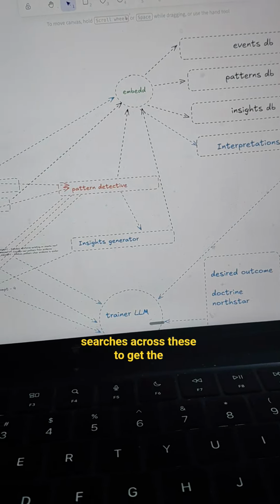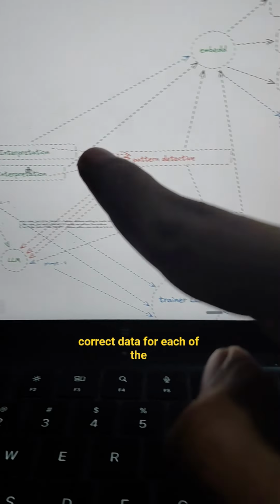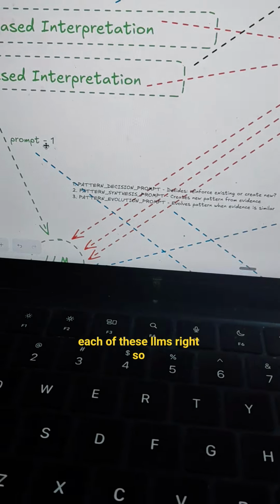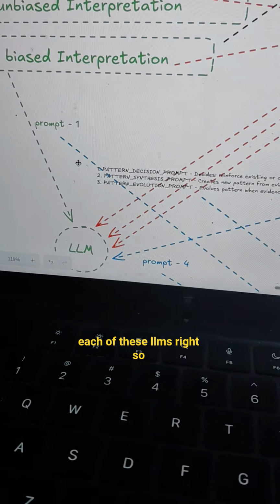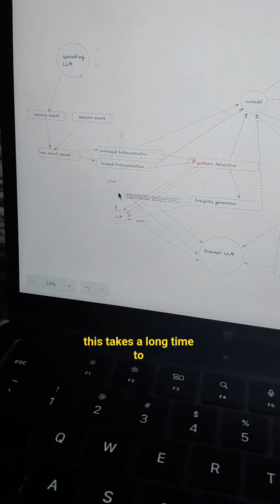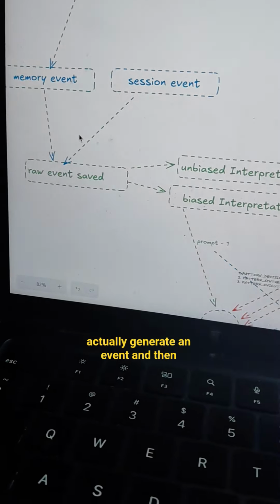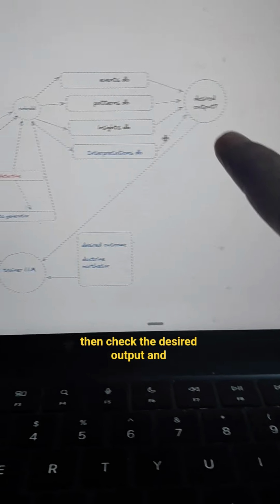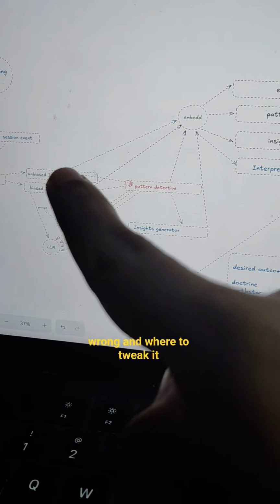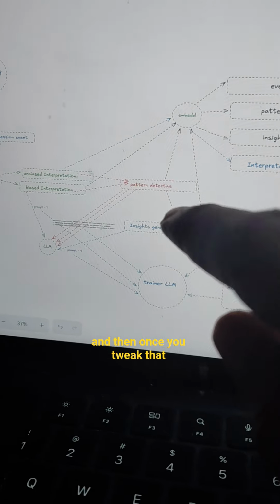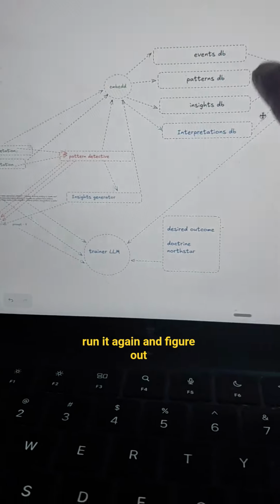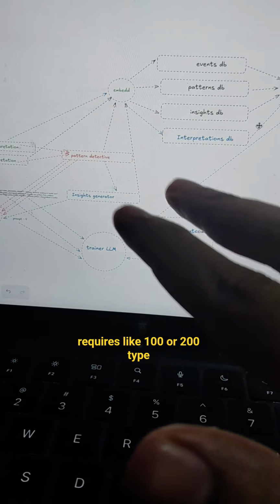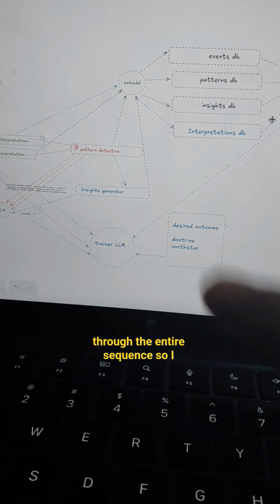We do embedding searches across these to get the correct data for each of the workers. That is one part, and the second part is the prompts across each of these LLMs, right? So it takes a long time to generate an event, let the worker run, check the desired output, and then backtrace what went wrong and where to tweak it. Once you tweak that, run it again and figure out, okay, something else went wrong. It requires like 100 or 200 times that I have to go through the entire sequence.